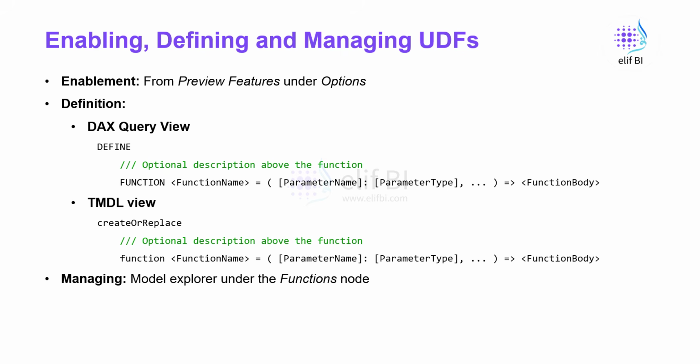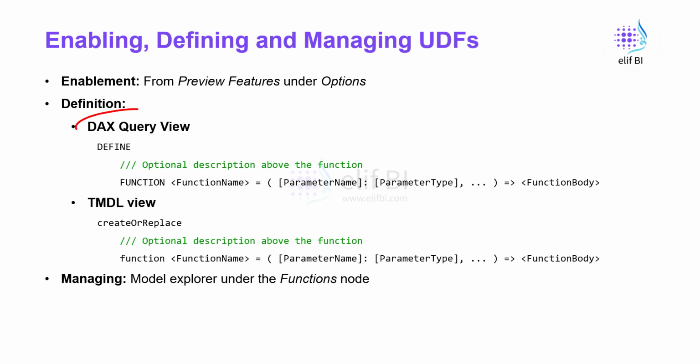Let's talk about using the UDFs in Power BI. You've got 3 important points whenever we are starting with the UDFs. One is enabling, second one is defining, and the third one is managing UDFs. Enablement means that we are going to turn on the preview feature of UDFs in Power BI. Definition, as you can see, this is the syntax that we are going to write in Power BI. It can be written in 2 different places.